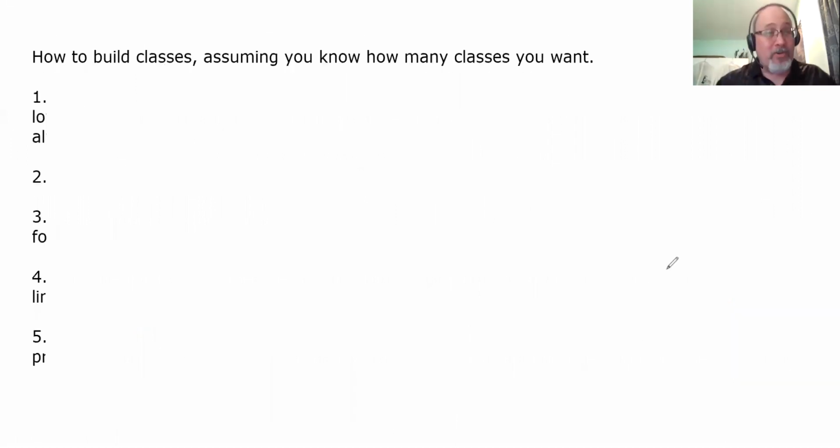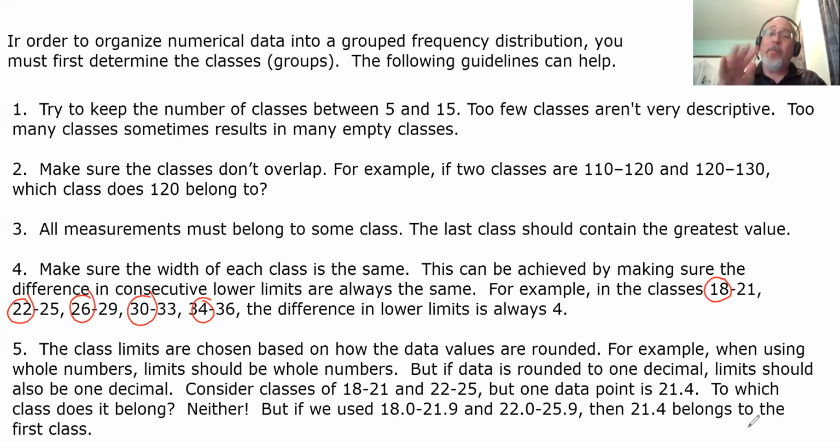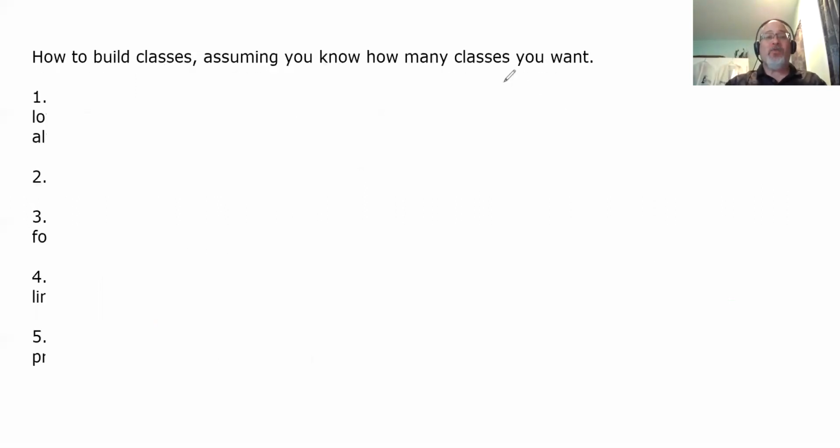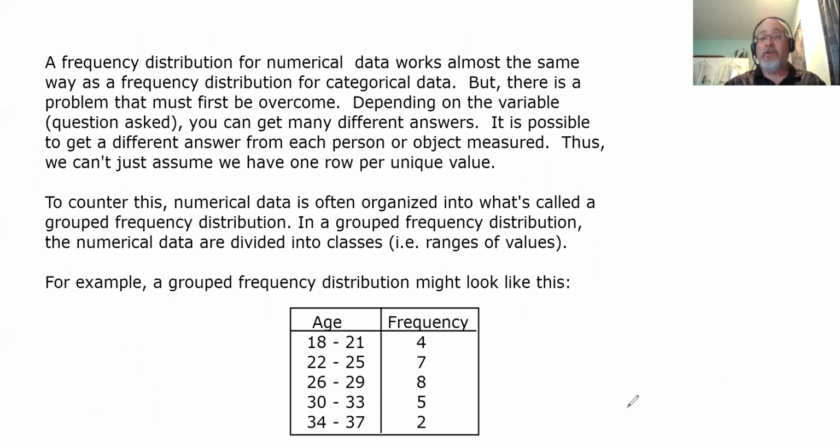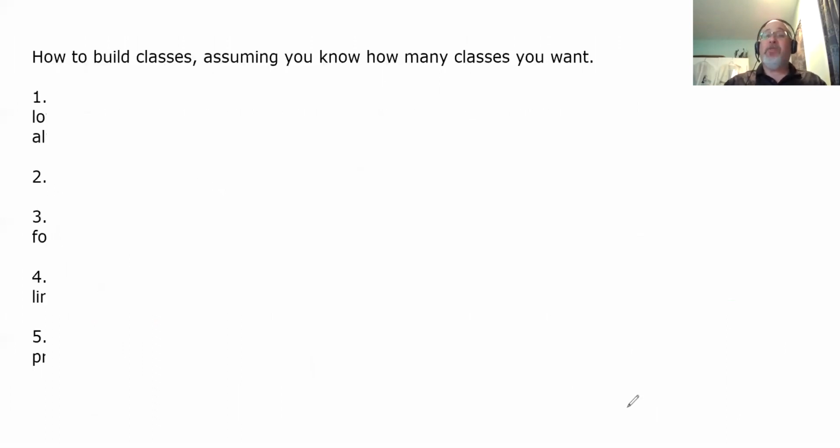Oh, actually, before we do that, let's talk about how to build these classes. This list was basically what you were trying to achieve, but at no point did it tell you how to achieve it. So how do you build classes? Well, you have to have some information up front. And in this case, we're going to assume that we know how many classes that we want. In other words, how many rows we're going to build. In this table, there are 5 classes because there are 5 rows of values. So we're going to assume that you know how many classes that you want.